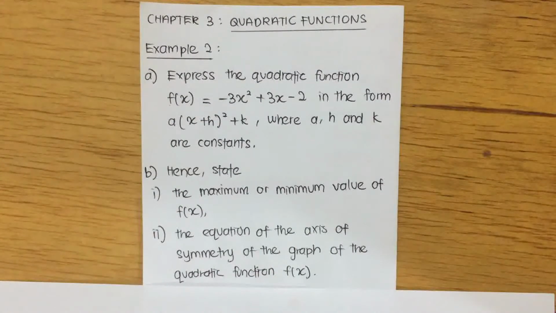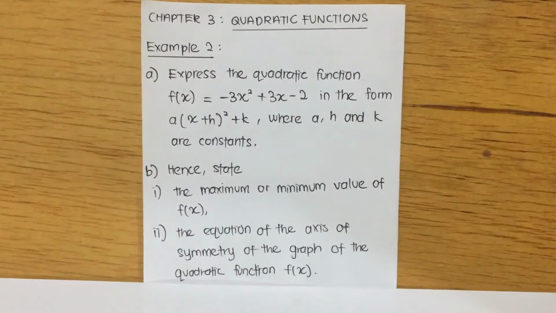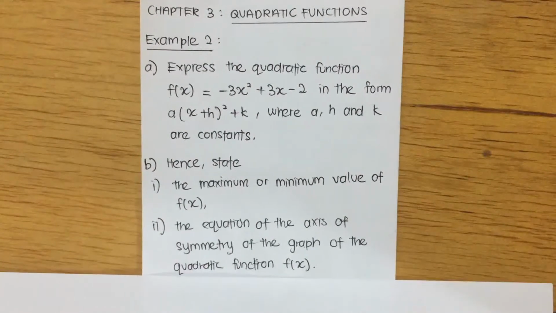Alright, let me read the Example 2 question now. Express the quadratic function f(x) equals negative 3x squared plus 3x minus 2 in the form a(x plus h) squared plus k, where a, h and k are constants. Hence, state the maximum or minimum value of f(x) and the equation of the axis of symmetry of the graph of the quadratic function f(x).